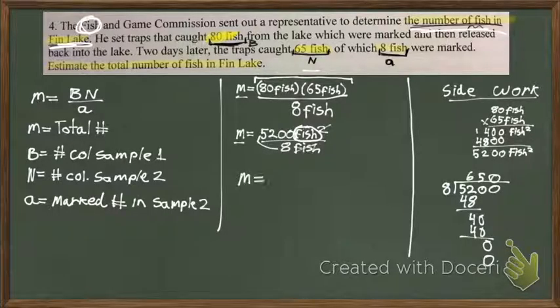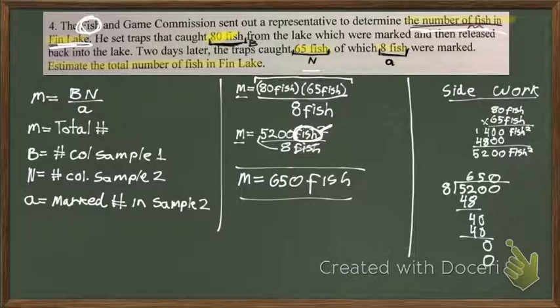So M is going to be equal to 5,200 fish squared divided by 8 fish, which is 650. And again, this fish cancels with one of these fish, giving final units of fish. So our final answer for the total number of fish in Finn Lake is 650.